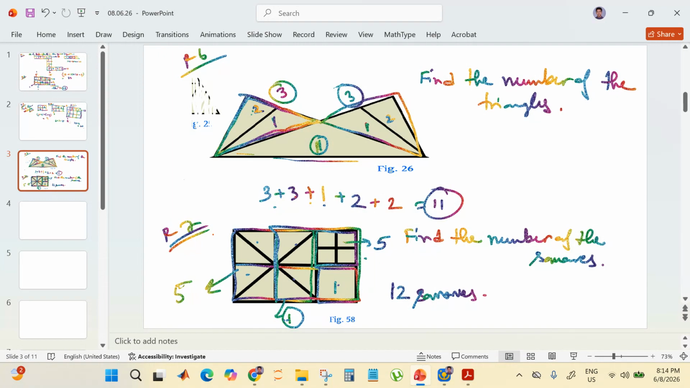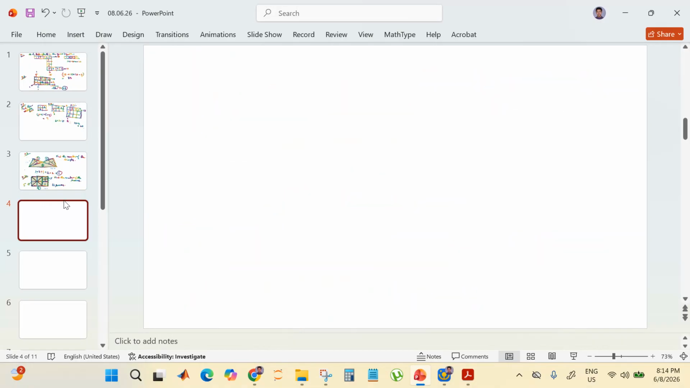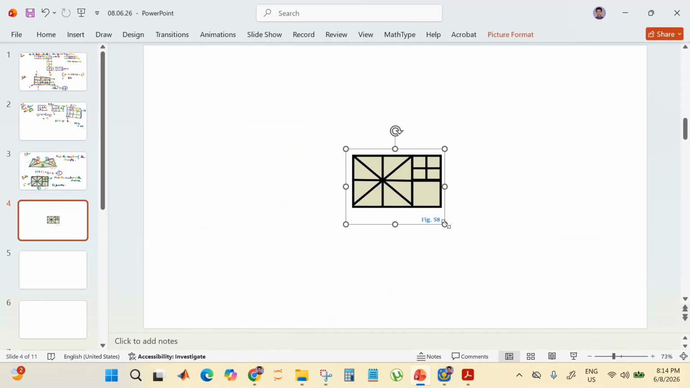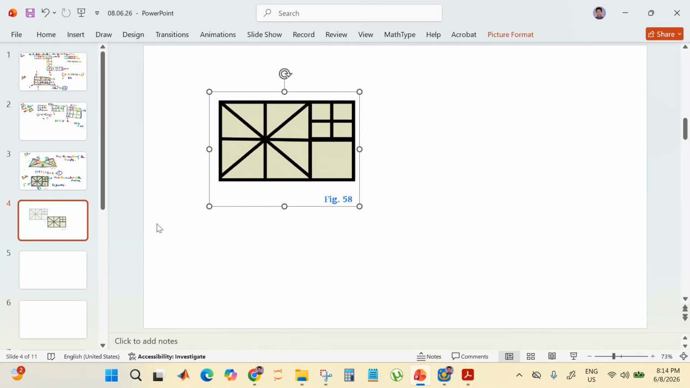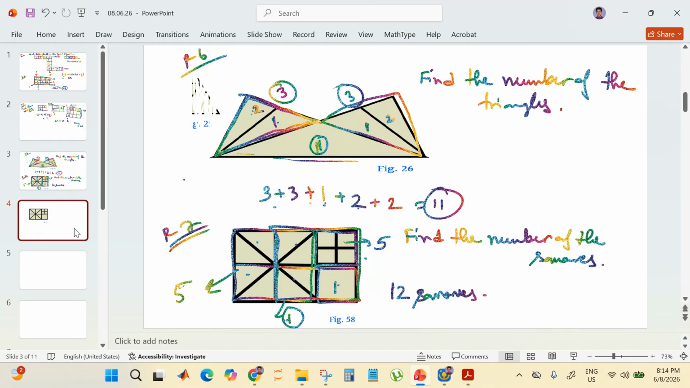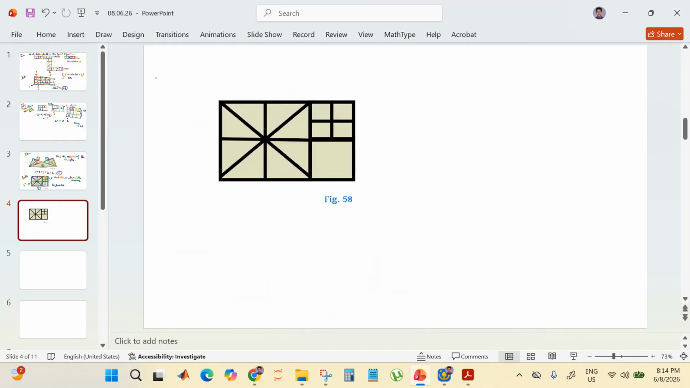But if I ask the same question, find the number of rectangles. So if I ask the same question, suppose it is problem number 8, find the rectangles.